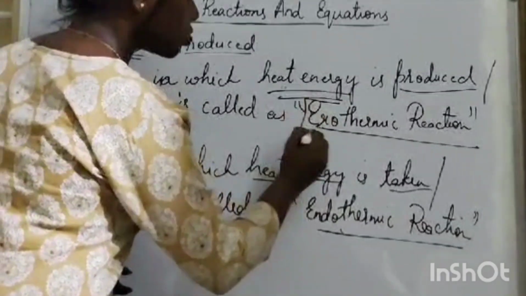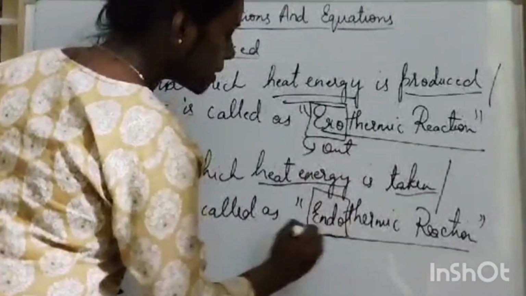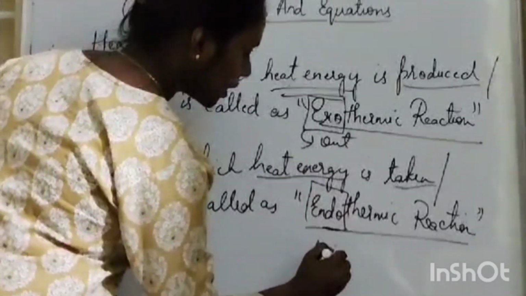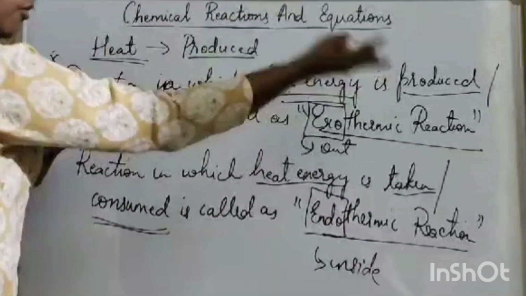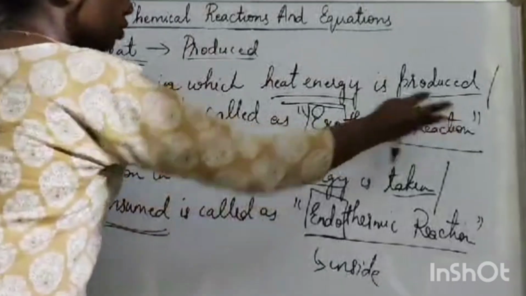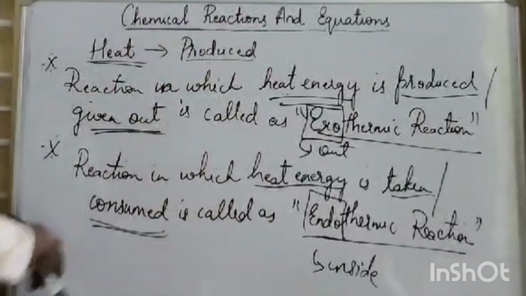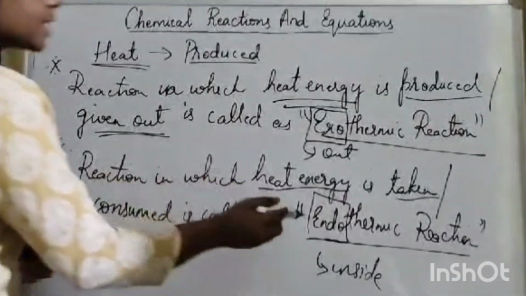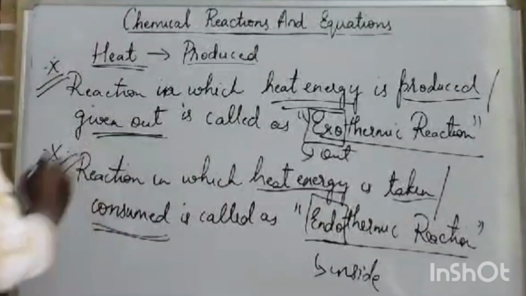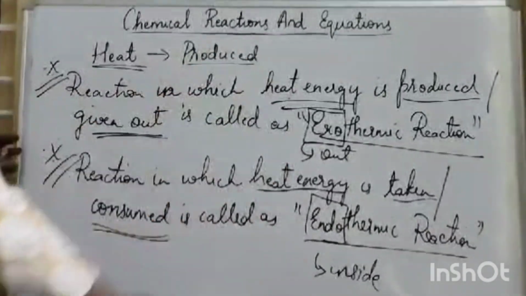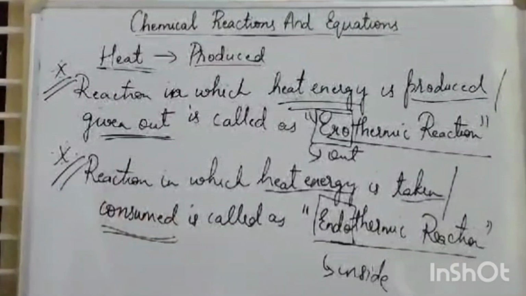As the name says, exo means out, it is given out. Endo means inside, it is taken inside. So a reaction which gives out heat energy is called an exothermic reaction, and a chemical reaction which requires heat energy is called an endothermic reaction. So these are the two general types of chemical reactions: exothermic and endothermic reactions.